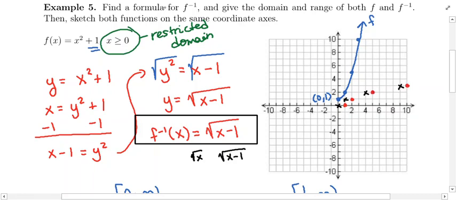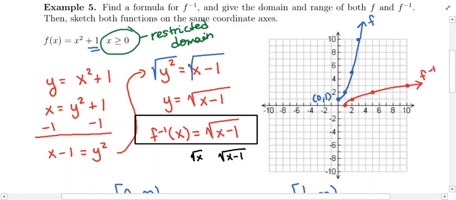Okay, and let me get rid of the x's now. Okay, so we're going to connect these red dots with the same basic shape as a square root function. Okay, so it's going to start here at 1, 0, and it's going to go off like this in this direction forever. Okay, this is the graph of f inverse.